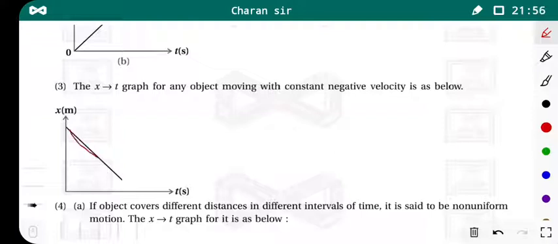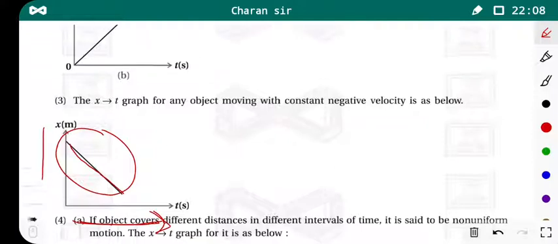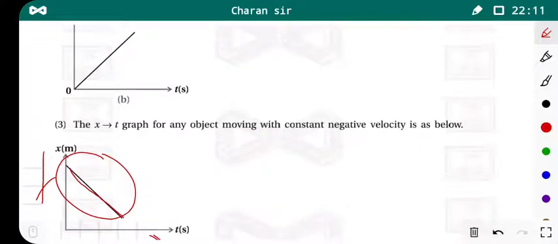So you can see the velocity is constant and does not change with respect to time, but now the position of the object is decreasing with respect to time. When time increases, the position decreases. Okay, so this is the graph for the object which is moving with constant velocity but in the negative direction.